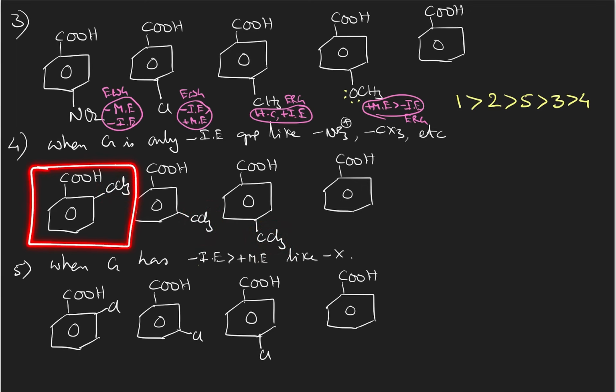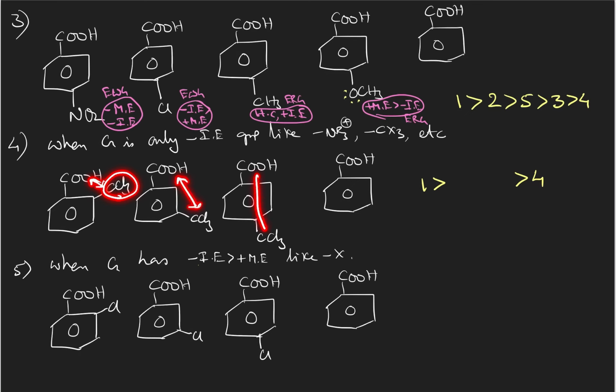And first compound is having ortho effect, therefore 1 is highest, fourth is least because fourth is not having electron withdrawing group. Then as the distance between the negative inductive effect group and acidic group increases, what happens? Acidic strength decreases. So 2 better than 3. It is just based upon the distance between the negative inductive effect group and acidic group.